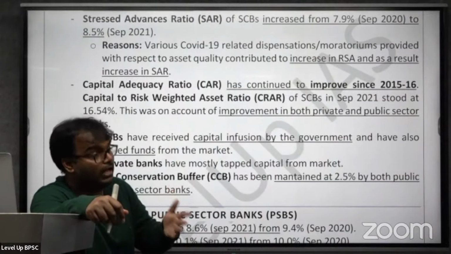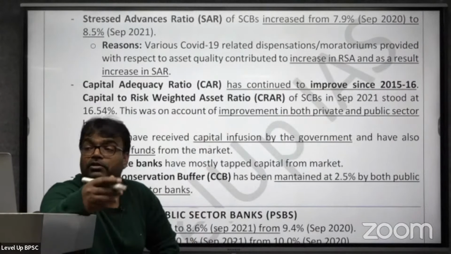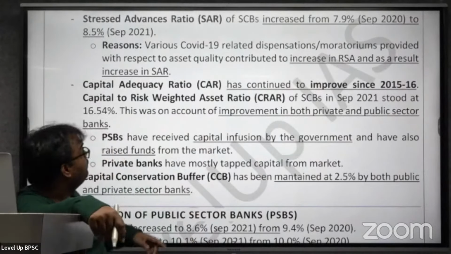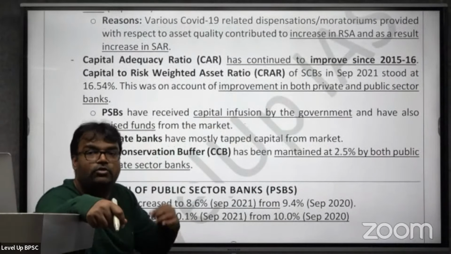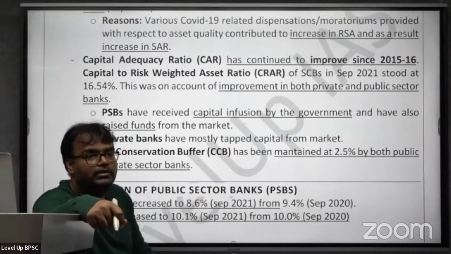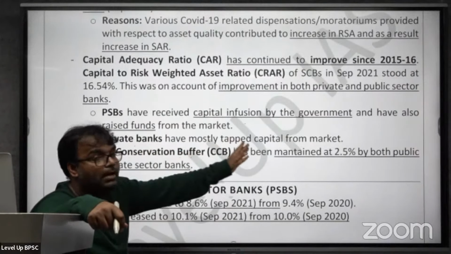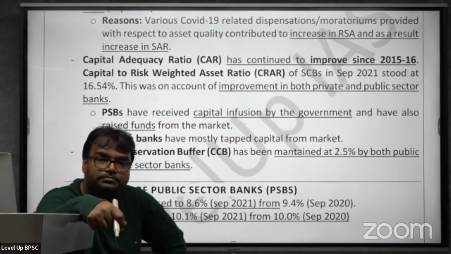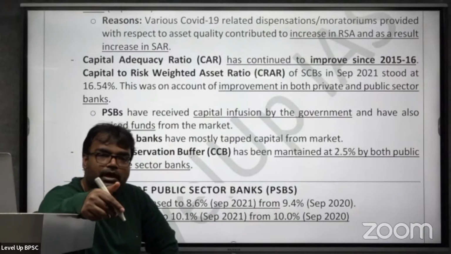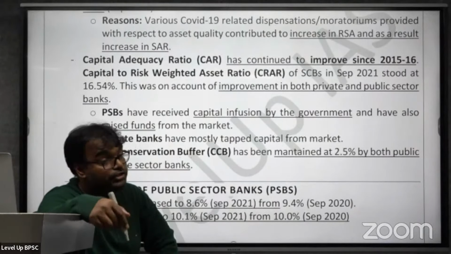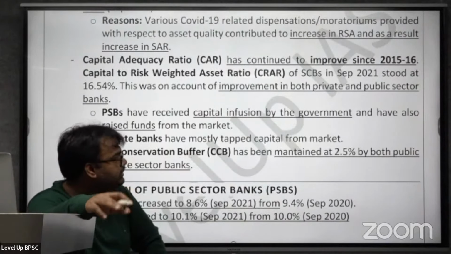So here we see the capital of our scheduled commercial banks is going up. How has the capital of scheduled commercial banks gone up? For example, you'll see PSBs have received capital infusion by government. Government has invested more money in public sector banks, whereas private banks have mostly tapped capital from the market. For these reasons, capital has gone up, and thus risk weighted capital asset ratio has also gone up, which is a good thing.